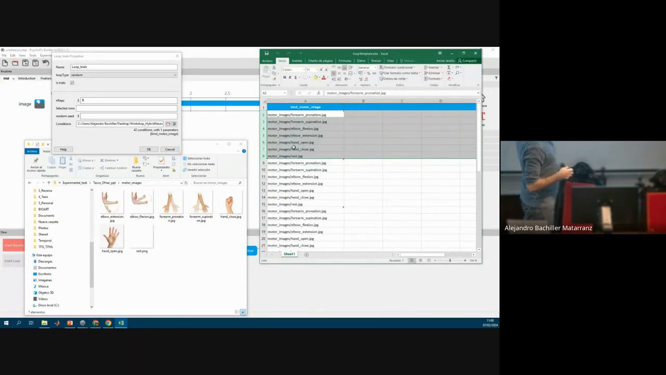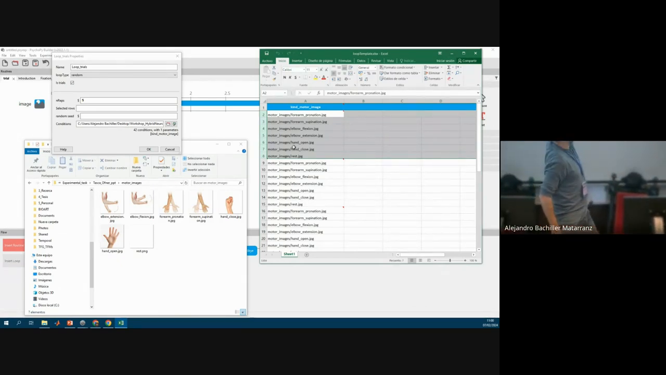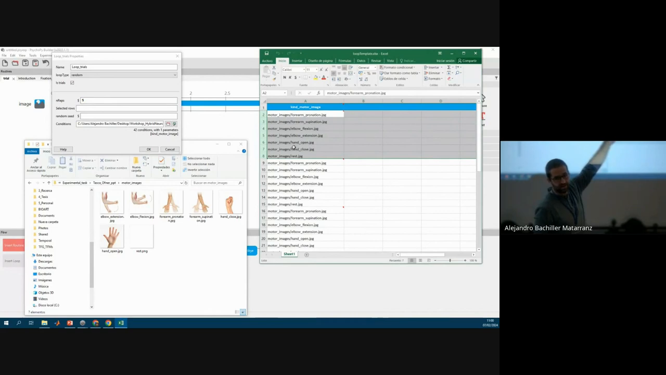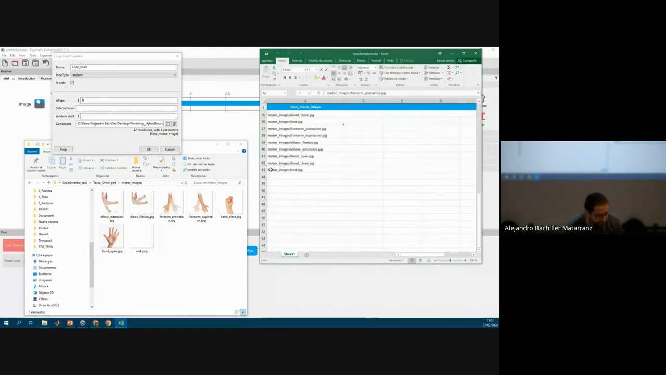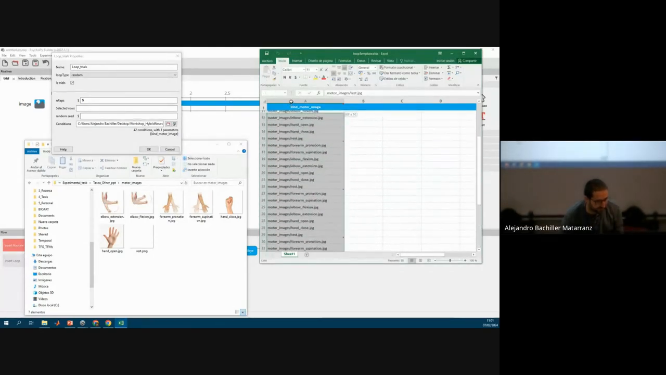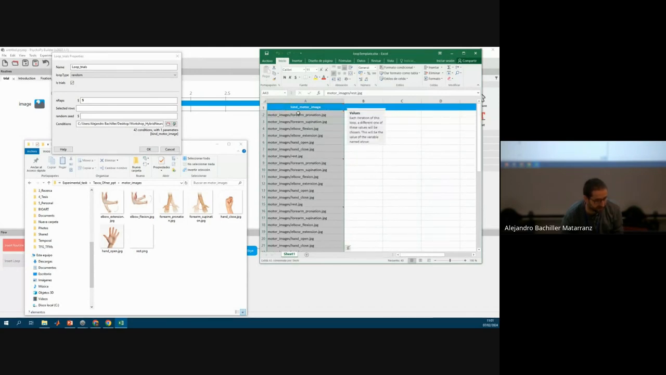if you want the trial to be randomly selected over the 42 possible images, it's necessary to define 42 images. Okay, in this case, the image is randomly selected between all of them. So in this case, it's possible that two hand close appear followed one by the other.